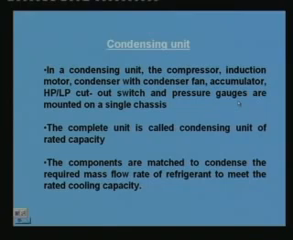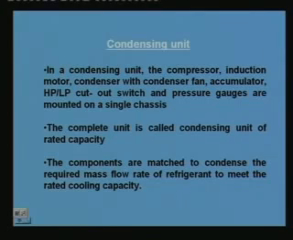In a condensing unit, the compressor, induction motor, condenser with condenser fan, accumulator, high pressure and low pressure cutout switch, and pressure gauges are mounted on a single chassis, and this complete unit is called a condensing unit of rated capacity. The components are matched to condense the required mass flow rate of the refrigerant to meet the rated cooling capacity. So this is known as a condensing unit. In fact, these condensing units are available off the shelf.